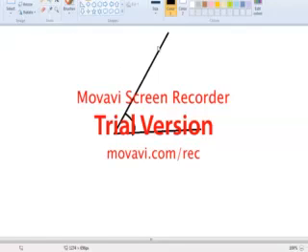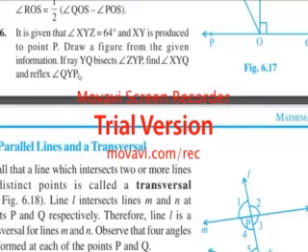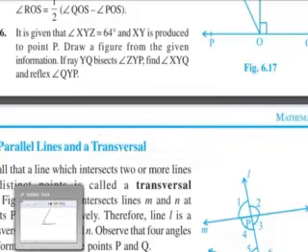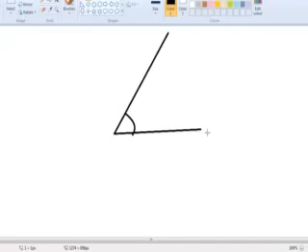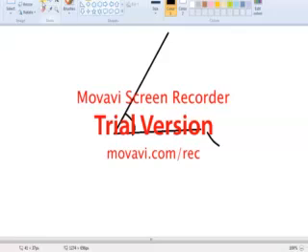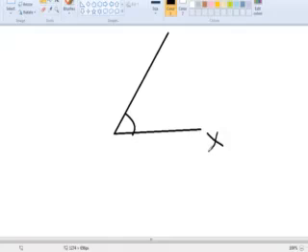I will be writing here X. It was said XYZ is 64 degrees. So I can write over here X. Sorry, it is a curved line, so I will take a pencil. After taking the pencil, okay, now here it is X, Y and Z.